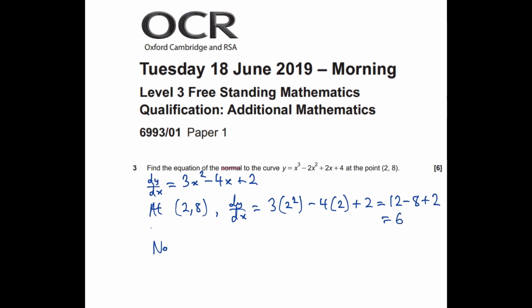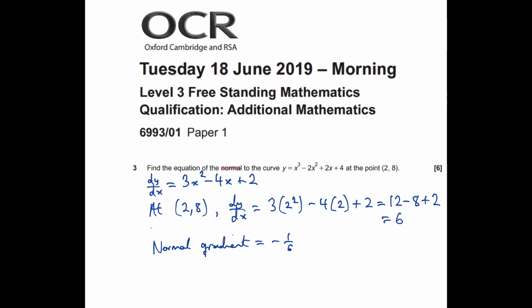For the normal, you find the reciprocal of the gradient, so we do 1 over the gradient, and we stick a negative sign in front of it. So our normal gradient will equal minus a sixth. We know that (2, 8) lies on this normal because it lies on the curve. So we can sub this point in to find our equation of the normal.